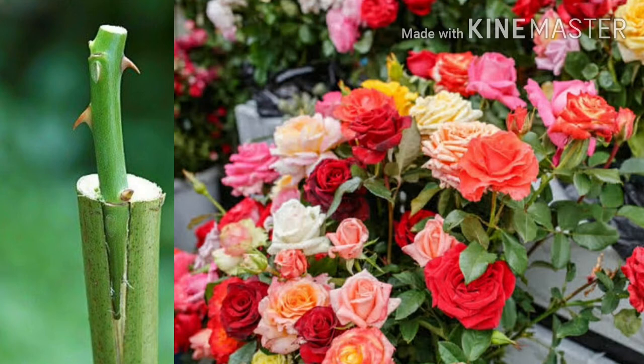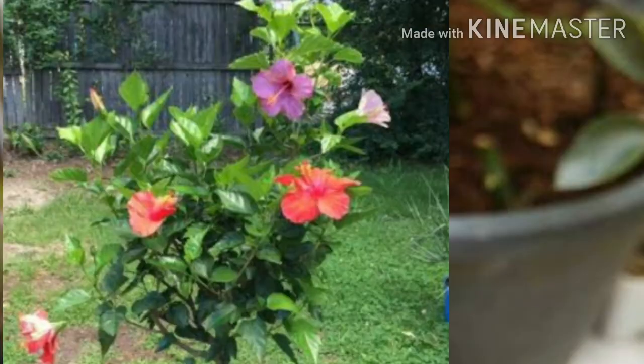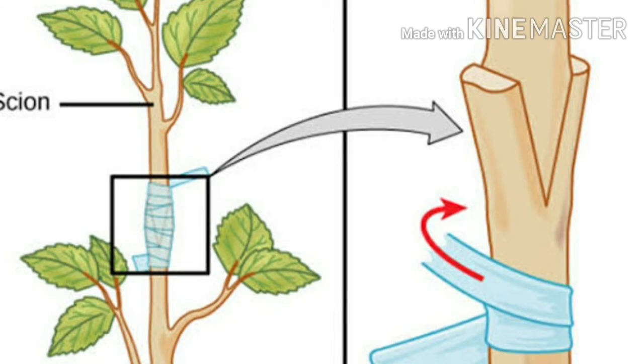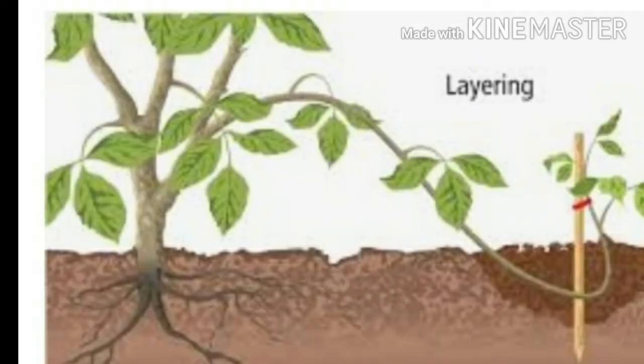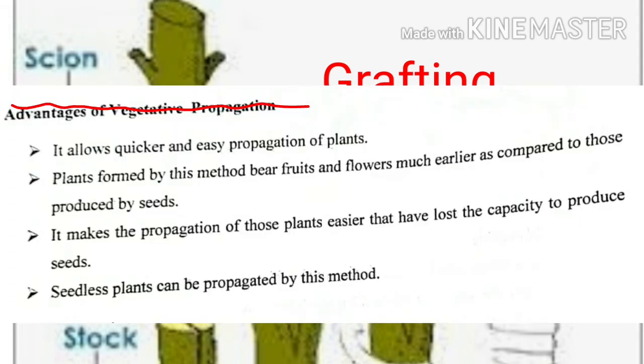Okay, and then these two, the scion and the stalk, will be grafted together and they will be tied, wrapped properly, and waxed so that they are airtight. And then you can see new parts will arise from that particular grafted portion, and then they will grow into a new plant. So these are the three important artificial methods of vegetative propagation, which include cutting, layering, and grafting. Next, we shall move on to the advantages of vegetative propagation.